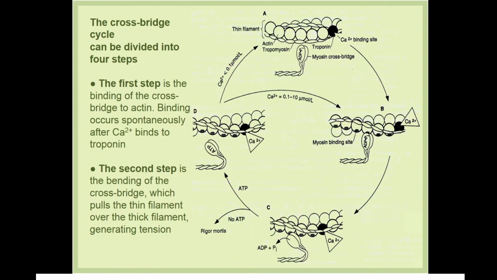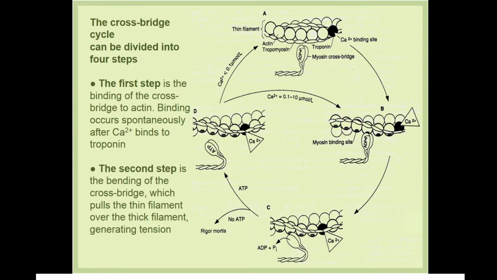The activated muscle proteins undergo repeated cross-bridge cycling, during which the muscle uses the energy obtained from the hydrolysis of ATP to shorten and generate tension. The cross-bridge cycle can be divided into 4 steps. The first step is the binding of the cross-bridge to actin, as described. Binding occurs spontaneously after calcium binds to troponin.